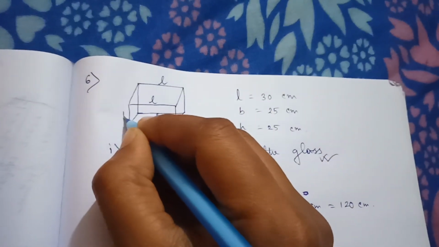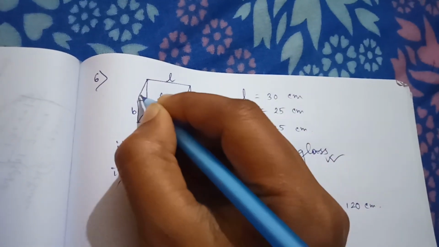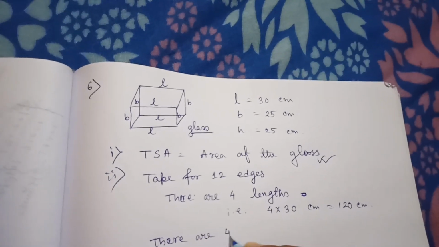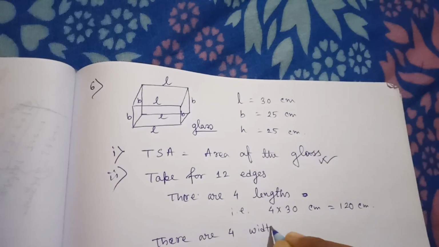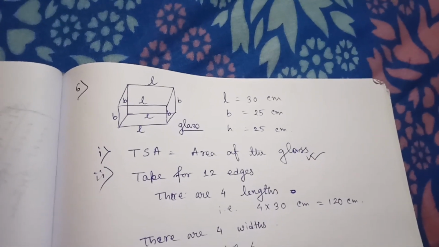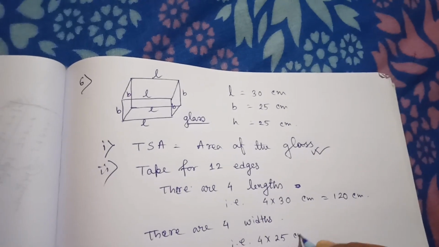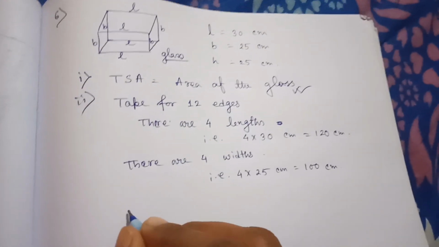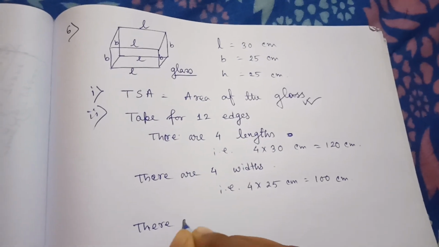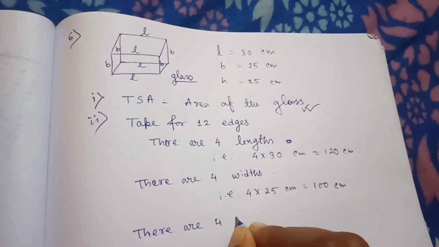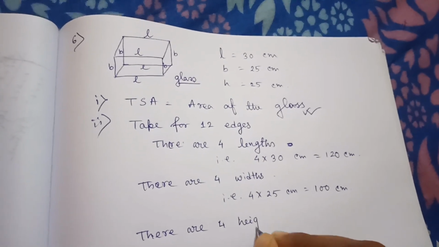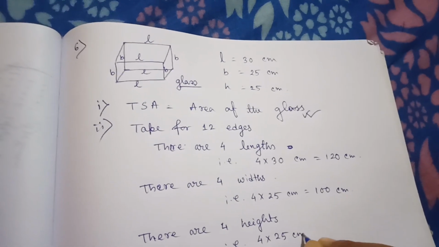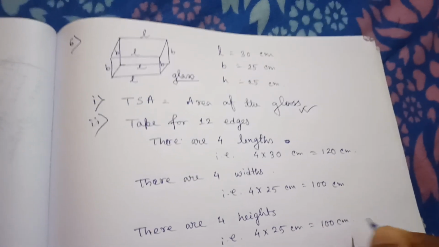We have got 1B, 2B, 3B, 4B. That means there are 4 widths. So that is 4 into 25 centimeter is equals to 100 centimeter. In the same way, there are 4 heights, that is 4 into 25 centimeter is equals to 100 centimeter.